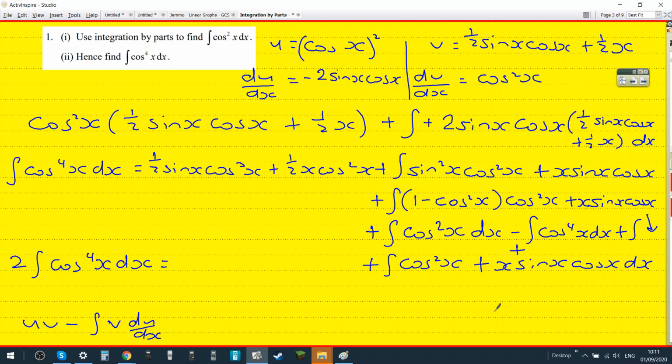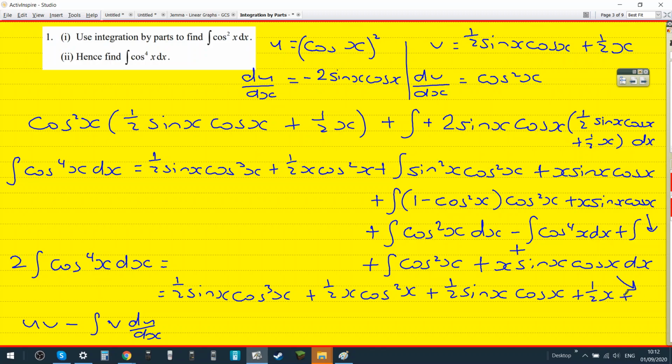What's next? Well, you know what the integral of cos squared x is? Yeah, so we can use that. This bit here was a half sine x cos cubed x plus a half x cos squared x, plus half sine x cos x plus a half x. This is very long. Cos x plus a half x, and then this bit there.